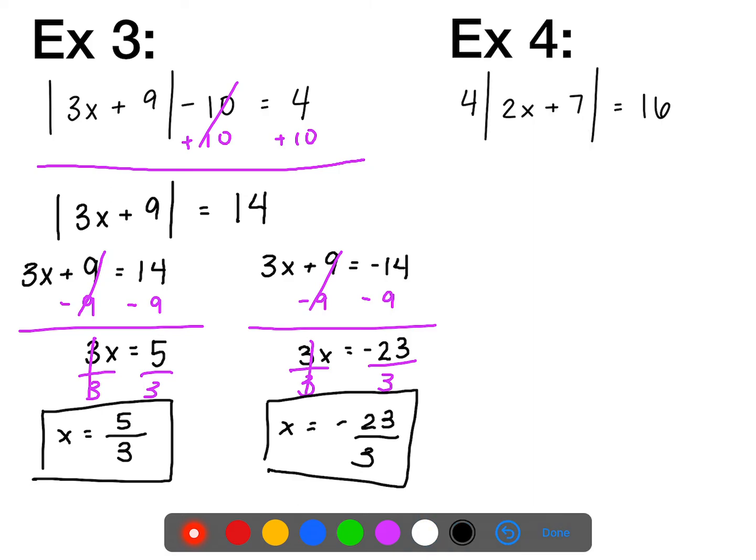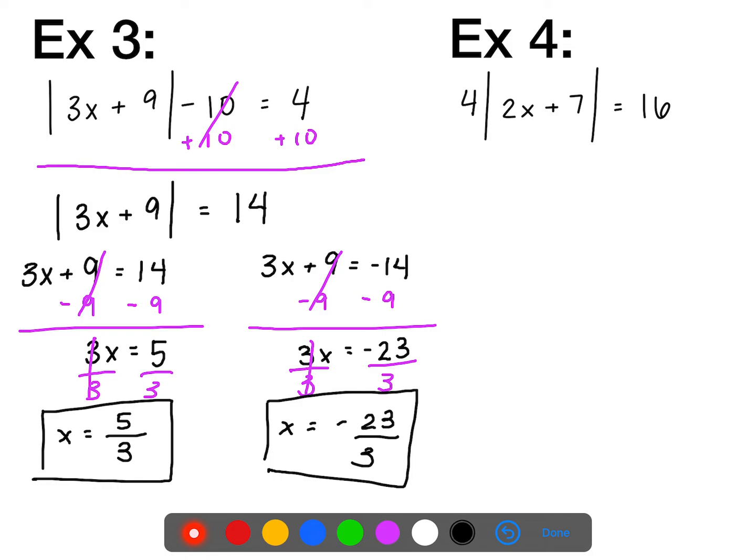What about something like this, where I have 4 times the absolute value of 2x plus 7 equals 16? What do I have to do there first? Am I ready to write two equations? No, because I have a 4 stuck to my absolute value. So if I'm multiplying by 4, how can I get rid of it? I divide by 4, right?